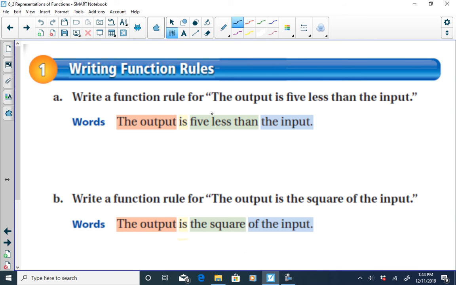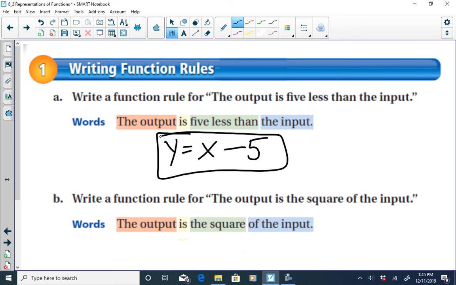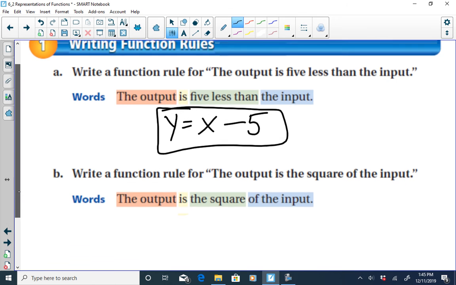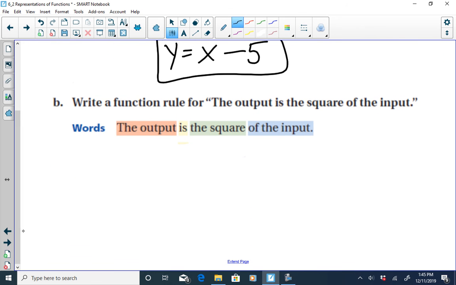Okay? All right, let's take a look at problem number 1. Write a function rule for the output is 5 less than the input. Well, your output is always your y values. Your output is always an equal sign. Your output is 5 less than. We have to subtract 5 from whatever the input is, and that would be x. So y is equal to x minus 5 is the function rule for the output is 5 less than the input.